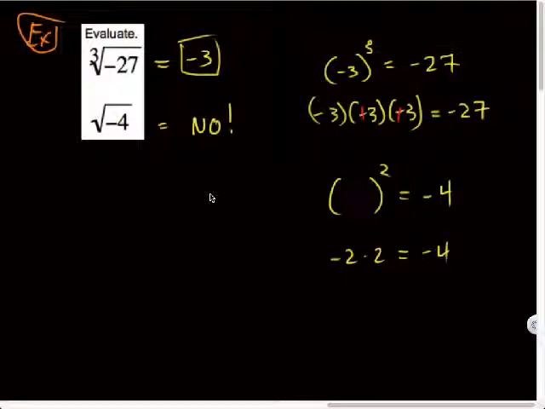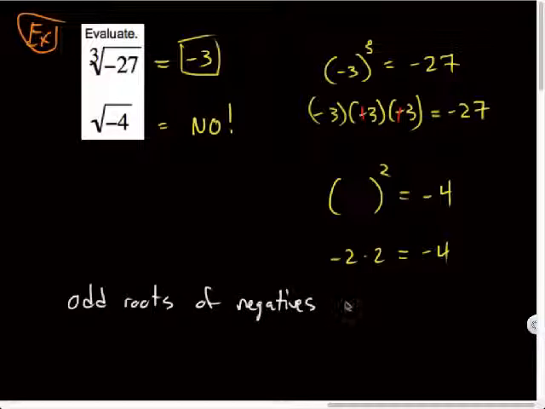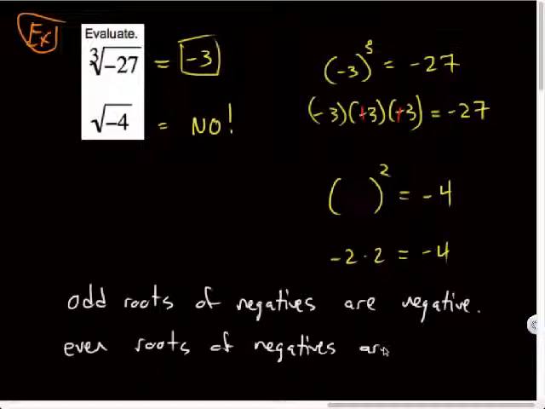So it turns out, I think one of you summarized it, that odd roots of negatives are negative. I think you would agree. All are solvable. Even roots of negatives are lame. Odd roots.